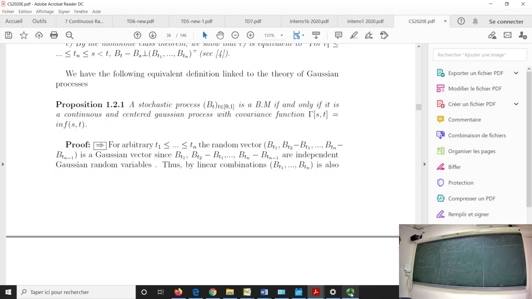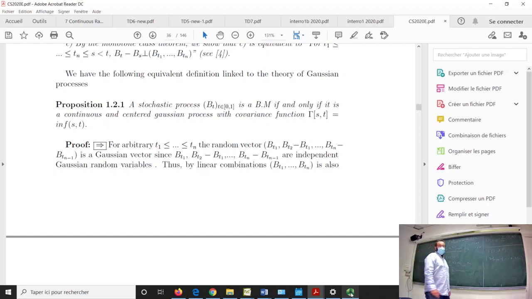So my Brownian motion is a Gaussian process. In order to define it, I will need Gaussian random variables. So I consider the space L2 of omega, A, P. And in order to build my Brownian motion, I will start from a sequence Gn of IID N(0,1). So I start from a sequence of independent Gaussian random variables with mean 0 and variance 1. Okay?